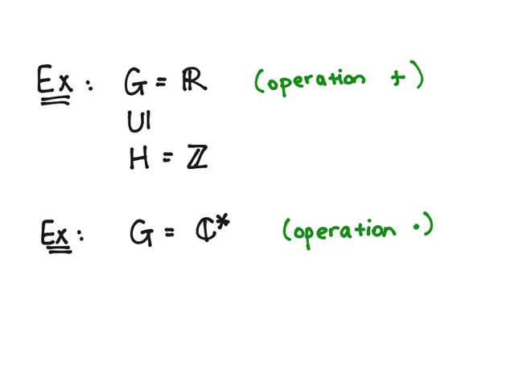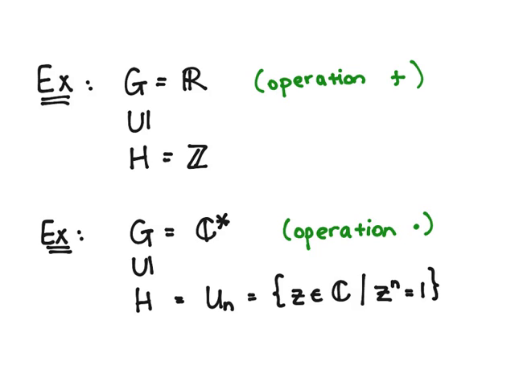Here's another example. We could let G be the non-zero complex numbers, C star, which form a group under the operation of multiplication. On the first slide, I mentioned one group that we can find inside of there. That's R star, the non-zero real numbers. That would be one good example of a subgroup, but just to make life interesting for this example, let me choose a different subgroup. A different subgroup I could choose here would be the set U_n.